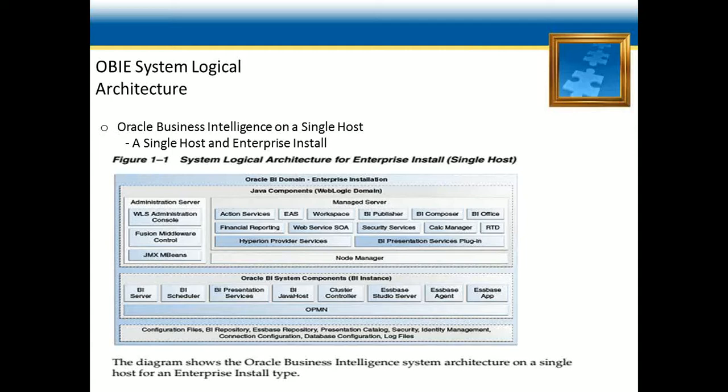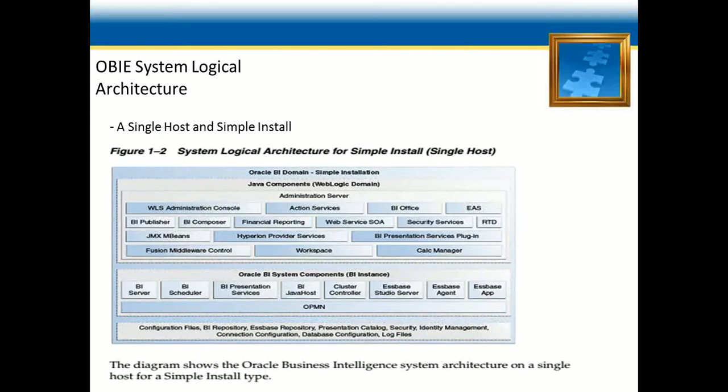The diagram shows the Oracle Business Intelligence system architecture on a single host for an enterprise install type. We also have other domain contents, which include all the necessary software like metadata, configuration files, repository files, Oracle BI presentation catalog, and connection and database configuration information that are required to run an OBI system. So likewise, we have all components in enterprise installation. This is the system logical architecture for enterprise installation.